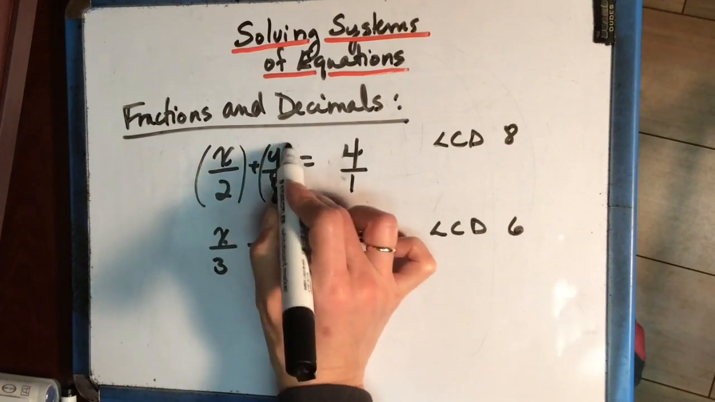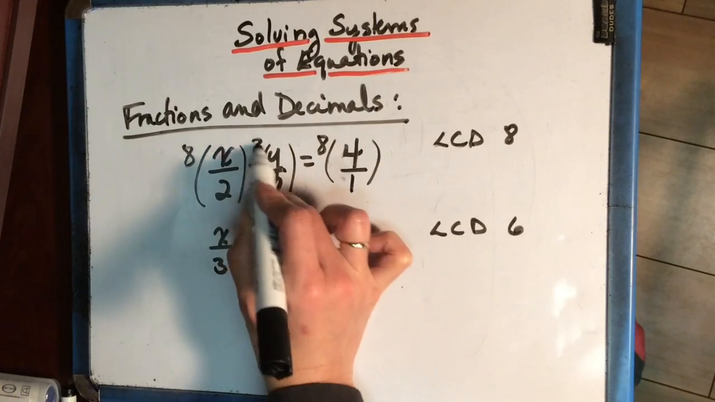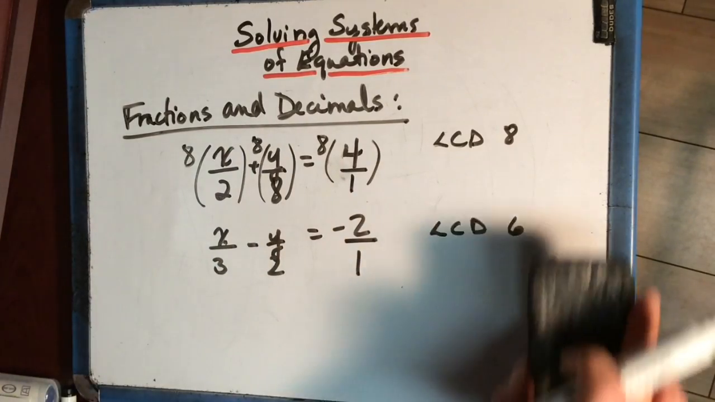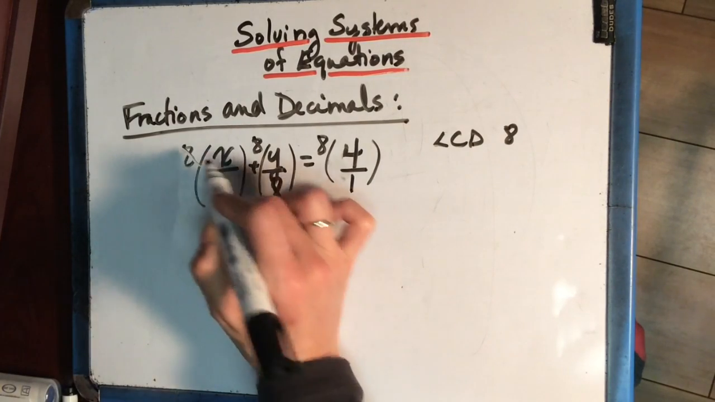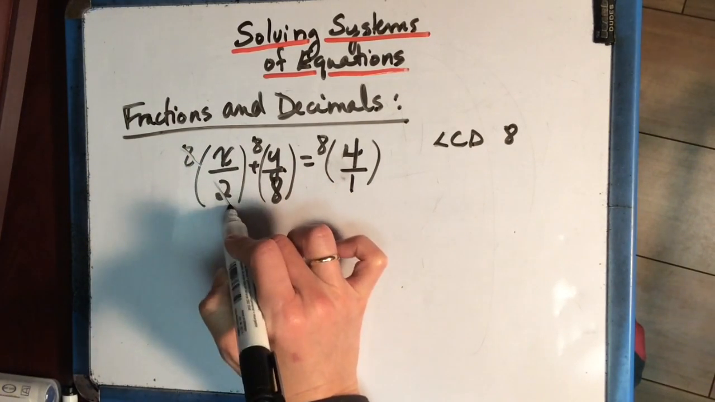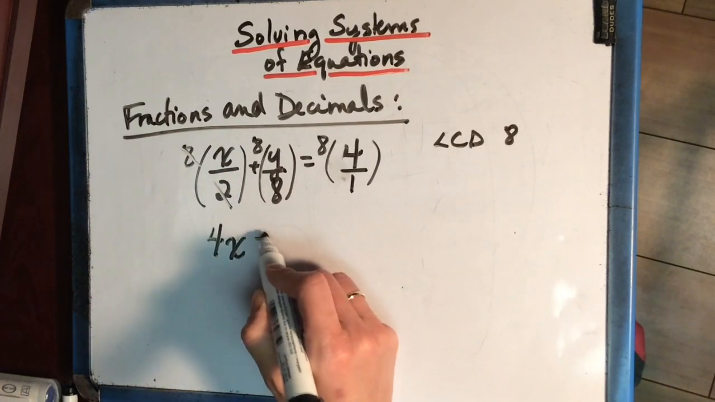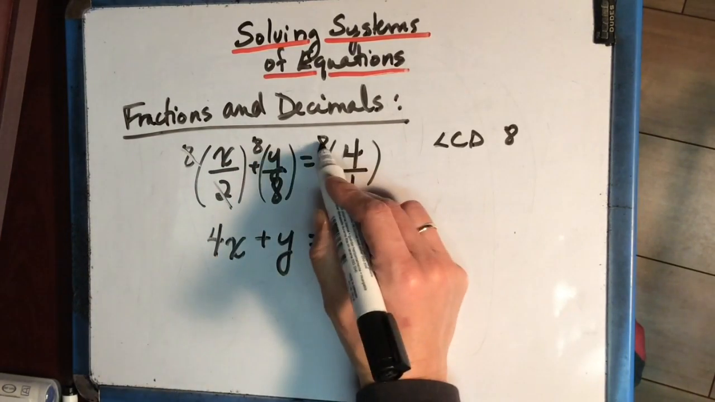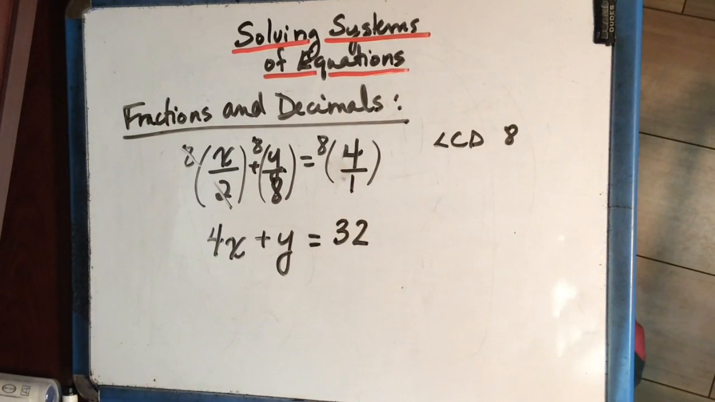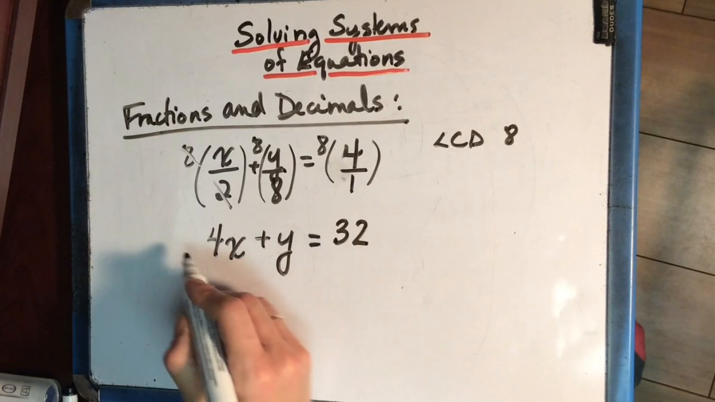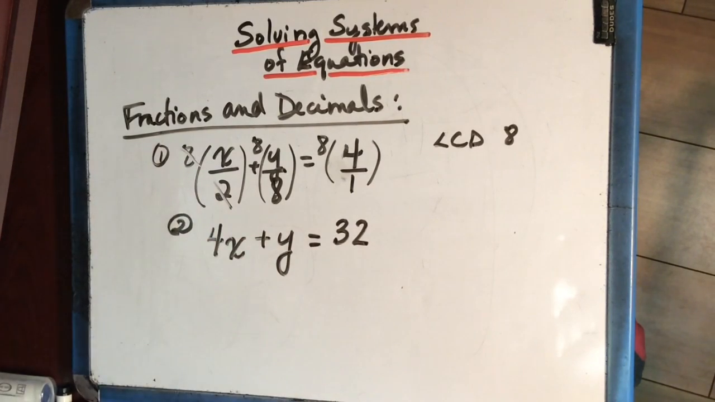Let's multiply all this by 8. By doing that, let's make some room and then we'll put these ones back. If you multiply 8 by x and then divide by 2, you get 4x. 8y divided by 8 gives you y. 8 times 4 is 32. Much easier to deal with than the equation we had before. So this was equation 1, and we have transformed it to this.